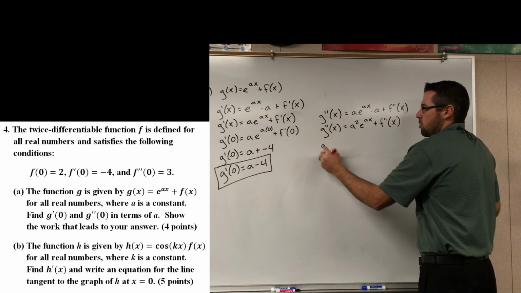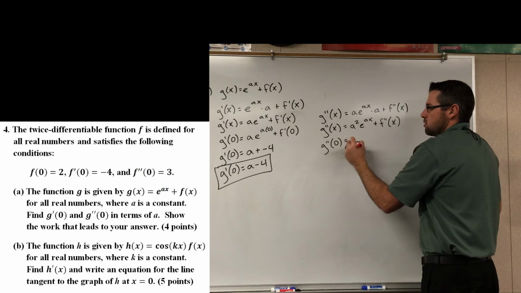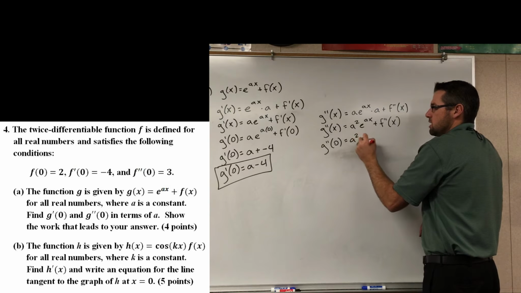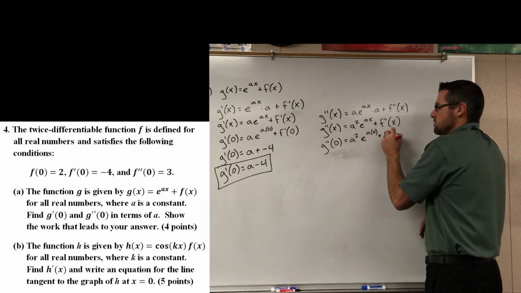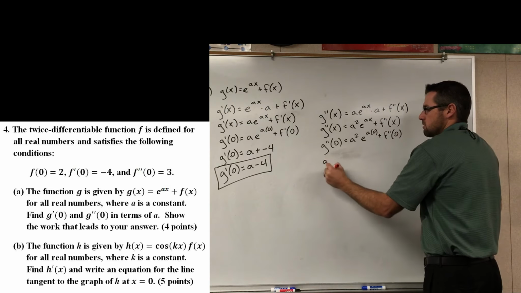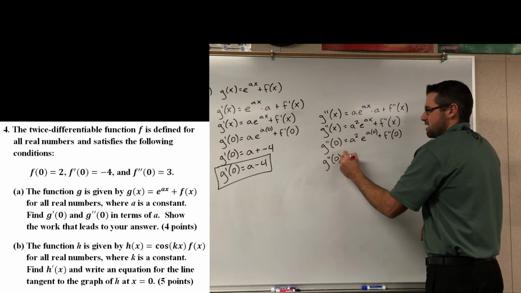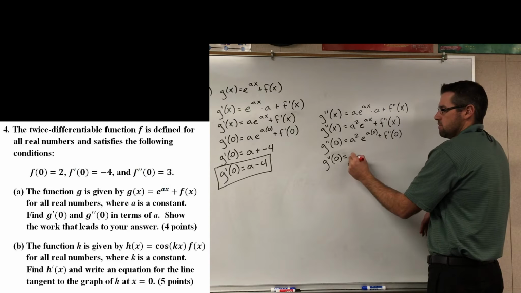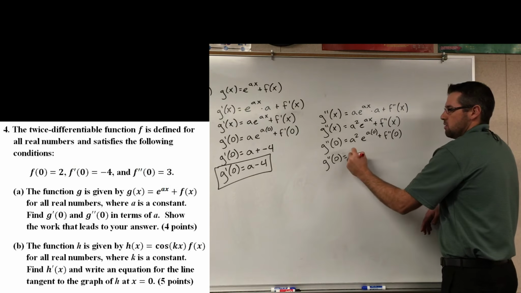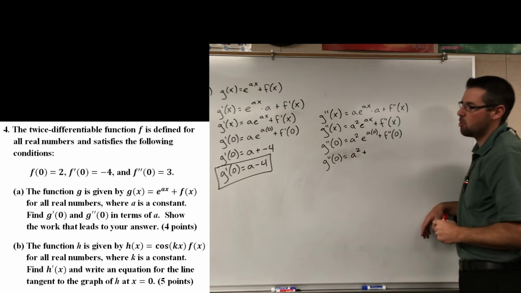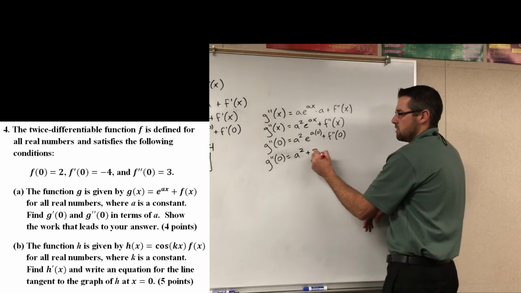And then we want to know what g double prime of 0 is. So we'll plug that in. A squared e to the a times 0 plus f double prime of 0. The exponential is 1, so a squared plus f double prime of 0, which is 3. So that's it right there.